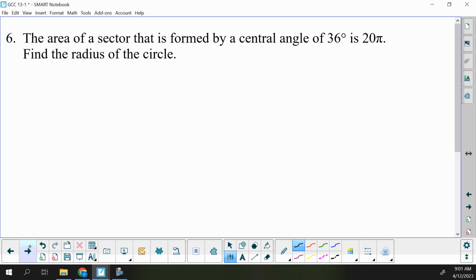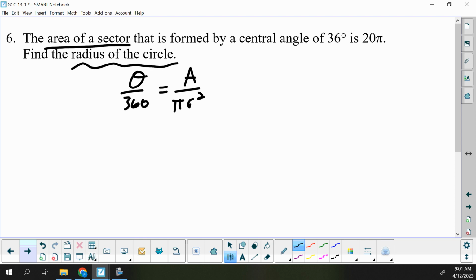So in 6, we're dealing with area of a sector again. So we know we're doing theta over 360 equals area over pi r squared, area of the sector. This time they want us to find the radius though. So we should be able to fill in for everything except for r. Central angle is 36 over 360 equals, they tell us the area of the sector is 20 pi, and then we don't know the radius, so we'll leave this as pi r squared.